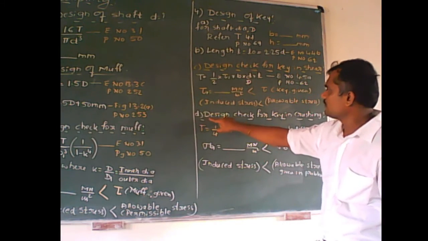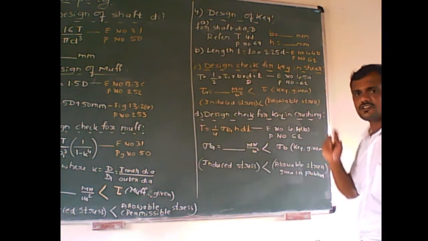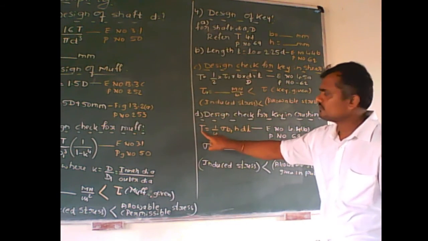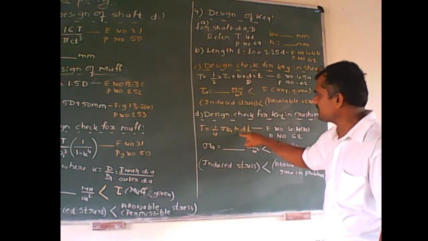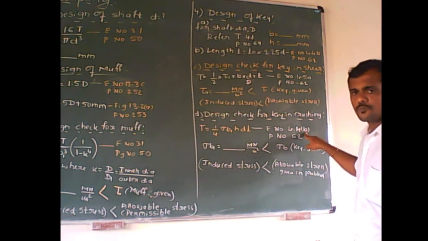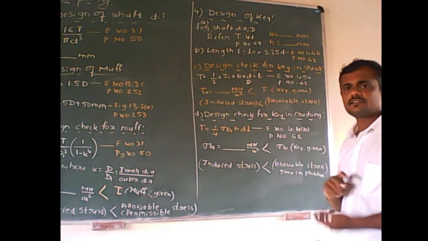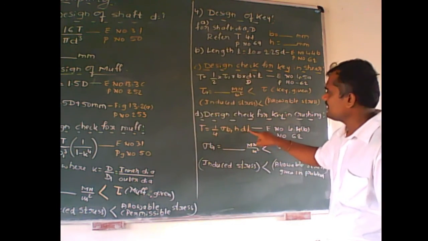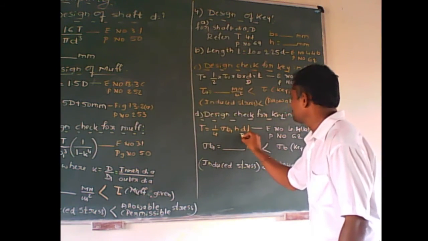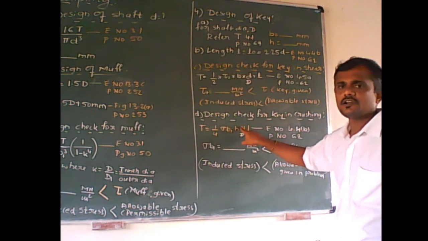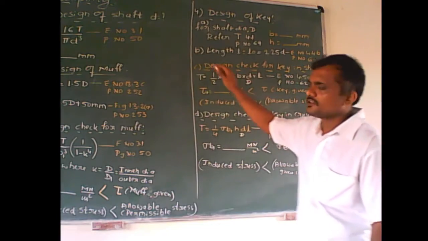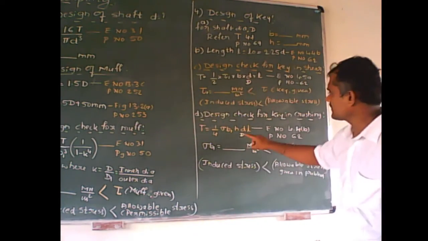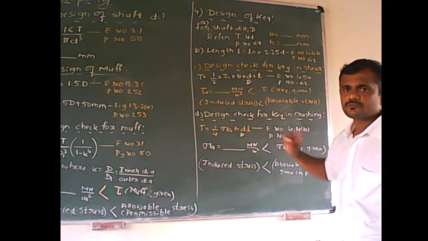Afterwards we have to go for the design check for key in crushing. So what equation can you use? T is equal to 1 by 4 sigma B1 HDL. Equation number 4.4b and page number is 62. Again we have to substitute the torque, H, D, L. Here I can again take it as a small d. D means a small d is the diameter of a shaft. But in the design of a muff we are taking the diameter of a shaft as capital D. Hence we can take capital D instead of small d.